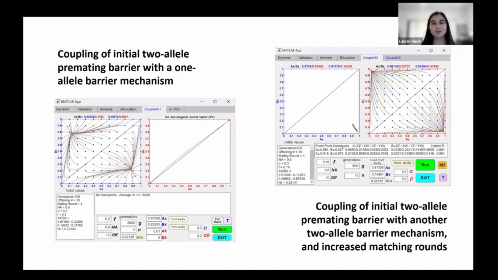So we ran these computer simulations across a bunch of different combinations of these barrier mechanisms. So these are just a couple of examples. This first one is coupling of an initial two allele pre-mating barrier mechanism with a one allele barrier mechanism. And the second one is a two allele pre-mating barrier with another two allele barrier mechanism. And in these diagrams, you can see again that the red dot moves closer to the bottom right-hand corner as the fixed point polymorphism moves towards fixation in the niches, representing stronger pre-mating reproductive isolation.